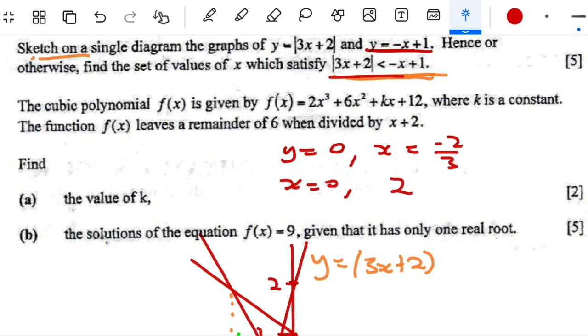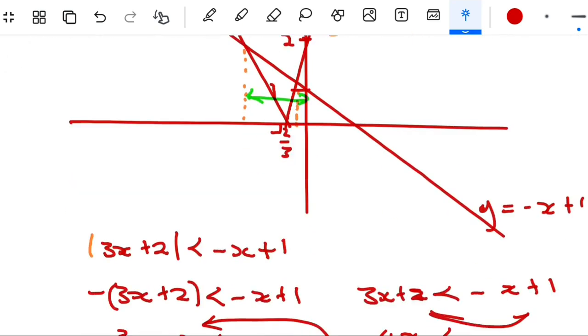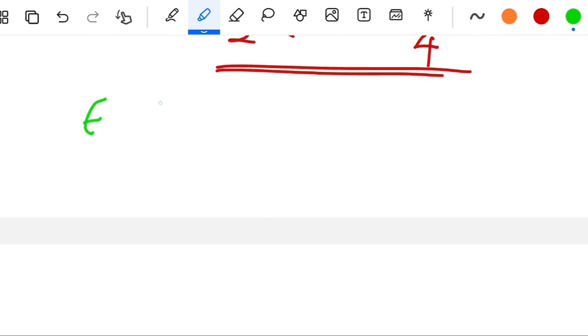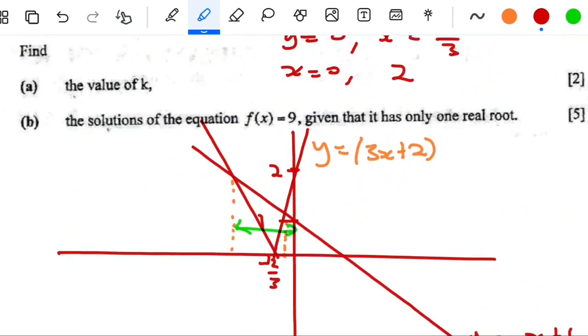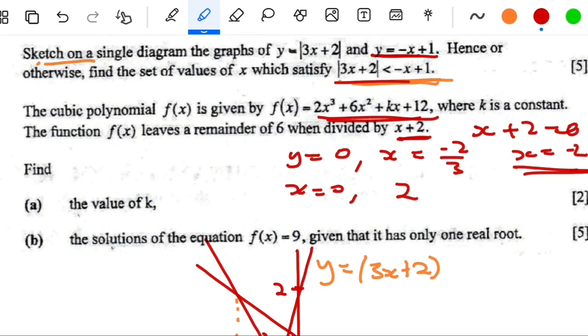Okay, now we're moving on to number 2. Number 2 says the cubic polynomial f of x is given by this, where k is a constant. The function f of x leaves a remainder of 6 when divided by x plus 2. In other words, if we say f of negative 2, we are going to remain with 6, which is our remainder, because dividing by x plus 2, setting it equal to 0, gives x equals negative 2. So if you put negative 2 for x here, you are going to remain with 6.